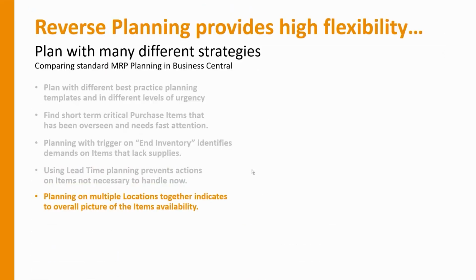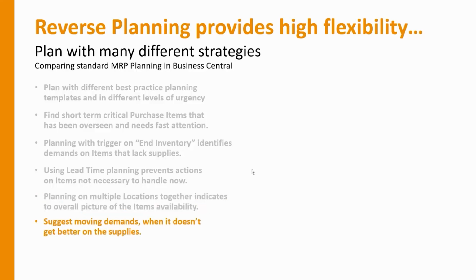You can plan on multiple locations together. So instead of planning per location, there's actually a check mark where you can say, I would like to plan on several locations in one big bucket. So if you have maybe shops that you're selling from, you can see across locations whether this item is critical or not. That's a check mark called plan per location.